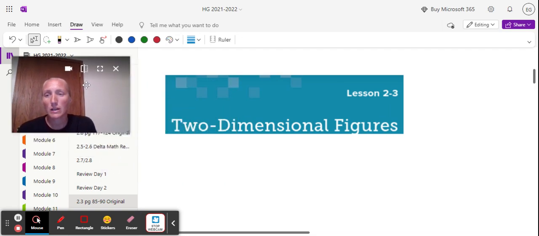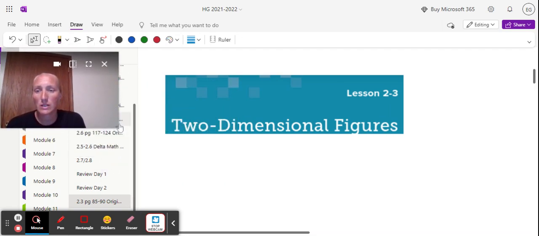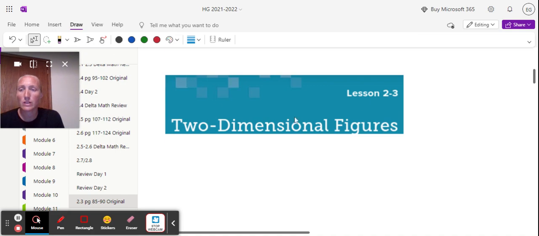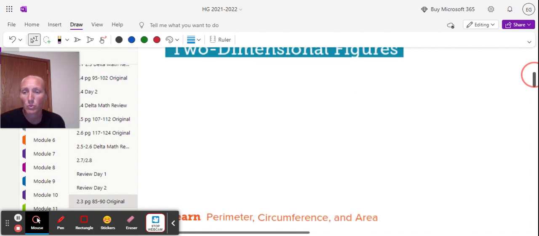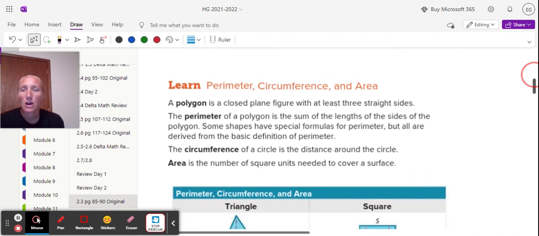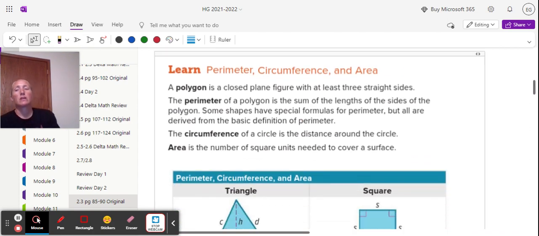Hello students, back again. We're going to talk about section 2.3 here, and we're talking two-dimensional figures. So a lot of repeat stuff, but also some new ways of using some of this. So perimeter, circumference, and area. We've got some important terms here, so let's go ahead and go over these first.